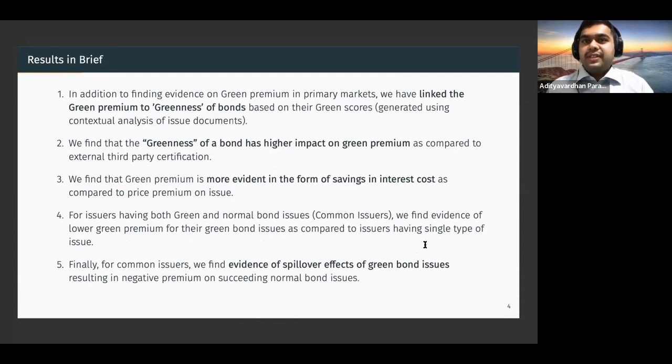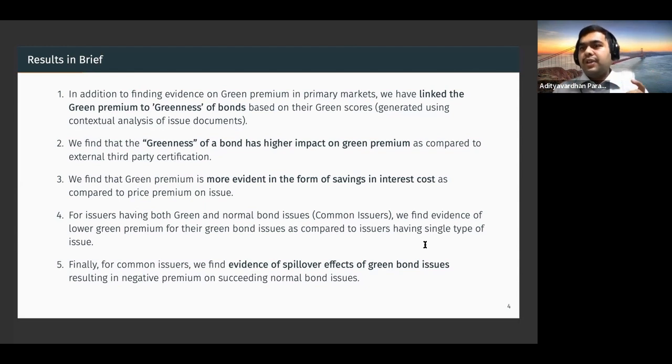Okay, so the results in brief. As I introduced earlier, we have linked green premium to the greenness of bonds based on their green scores. We find that the greenness of bonds has a higher impact on green premium as compared to third-party certification. So in addition to finding evidence of green premium, we go one step further and say that green premium is also dependent on how green the bonds are.